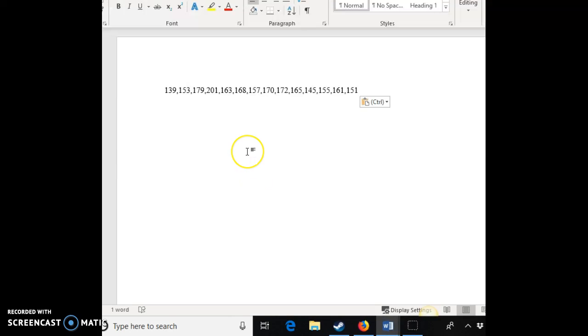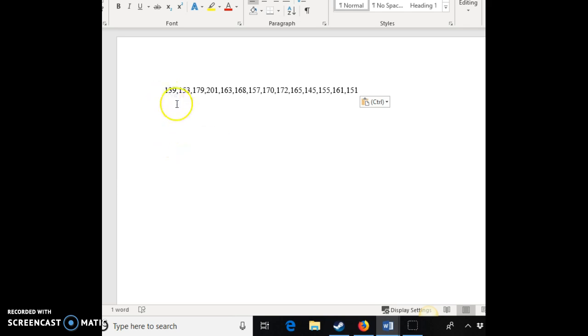We're going to take this data and make what we call a stem and leaf diagram. Now, the last digit of our numbers will always be the leaves of our stem and leaf, and what remains will be our stem. So with the number 139, the 9 will be a leaf and the 13 will be the stem.